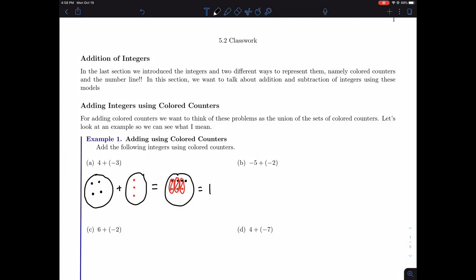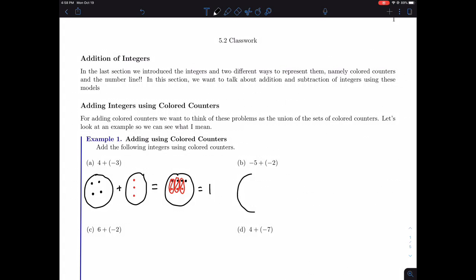So again, that's kind of all we're doing with these. We want to treat them as sets, union them together, and then do any kind of zeroing out if possible, just to figure out what our final answer is going to be. So again, let me look at part B here. Negative 5 plus negative 2.